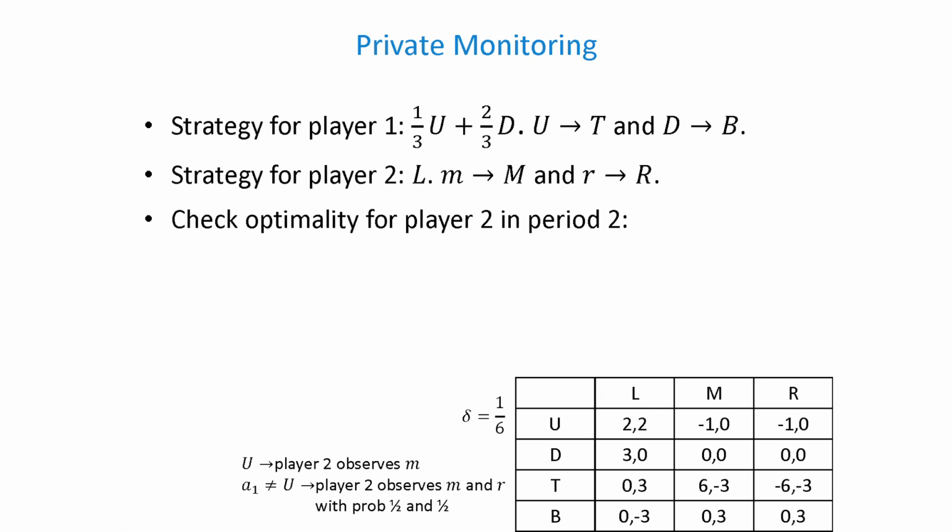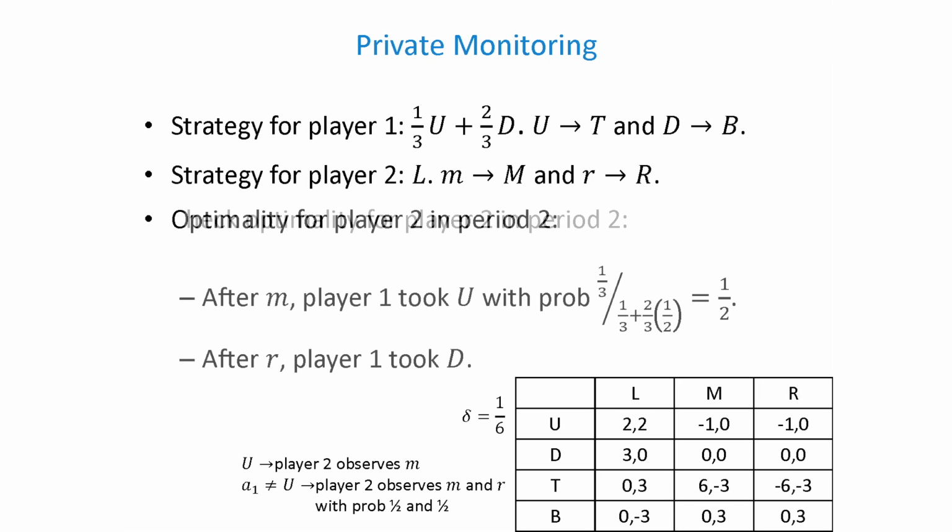But let's look at player 2's optimality in period 2, because this was a problem with perfect monitoring. Okay? So after observing m, player 2 believes that player 1 took U with probability half. Why? Because if player 1 took U, then player 2 observes m for sure. Otherwise, m and r happen with half and half probability.